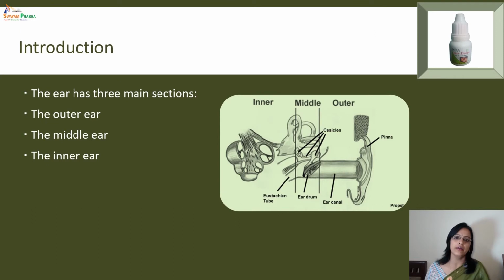Now before moving in detail to the formulation of ear drop, let me tell you that the ear has mainly three sections. Okay, outer ear, middle ear and inner ear. So the outer ear contains the external part of the ear as well as the part of the ear canal that leads up to the tympanic membrane. And cerumen, which is ear wax, is produced in the skin of the ear canal. So it serves to lubricate the canal and trap the dust and foreign materials.